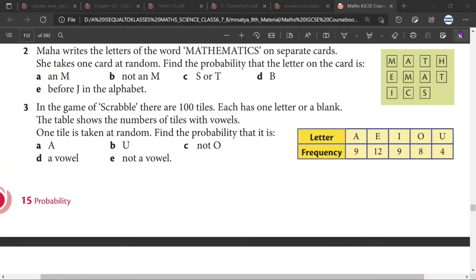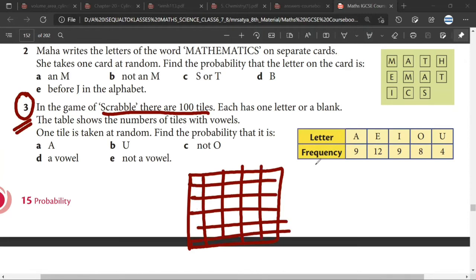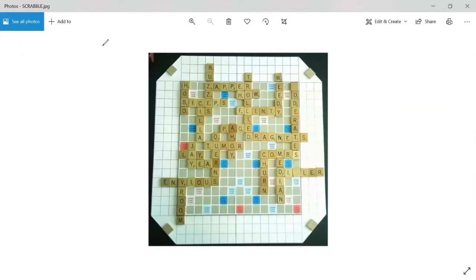I think we should try to do this question now. Question number 3. Now I think we have experience. In the game of Scrabble, there are 100 tiles. Have you understood this? Yes, sir. Have you ever played Scrabble, Mr. Satya? No, sir. Do you know how Scrabble looks like? No, sir. Okay. So, Mr. Satya, can you see this image? Yes, sir. So, this is a Scrabble board.